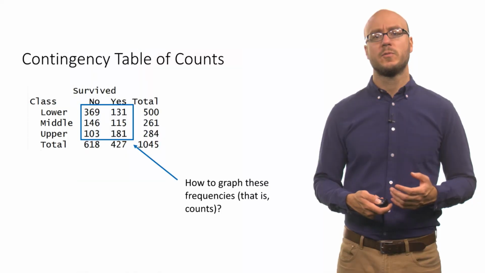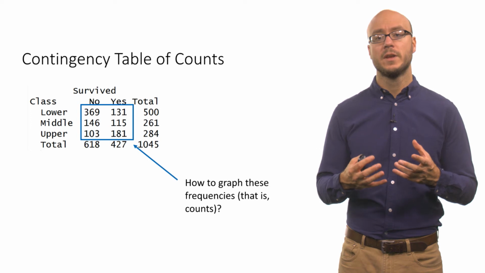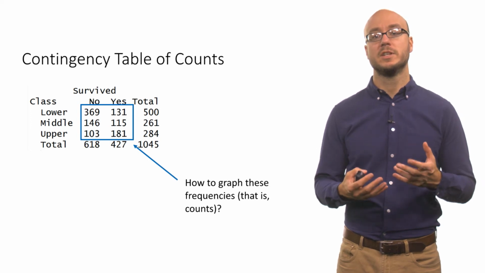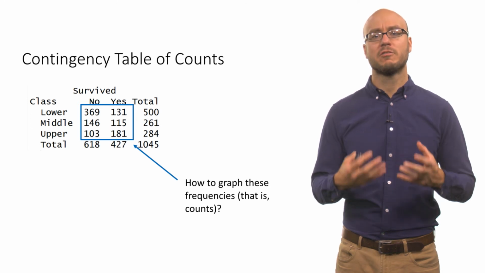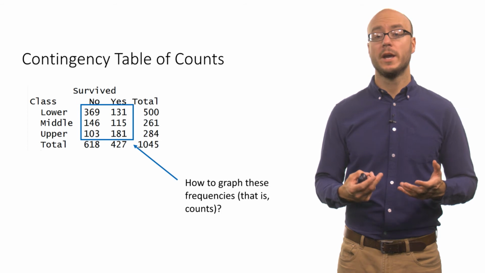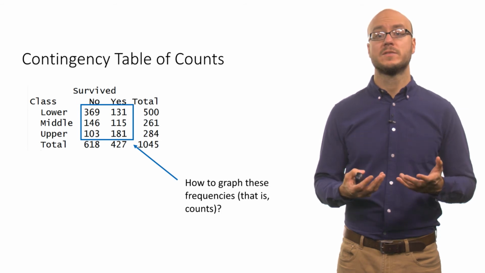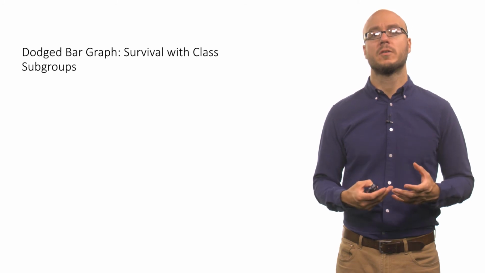But the question is, in the contingency table, we have these cells in the middle that reflect the cross-tabulation of the different values for categorical variables. How do we graph these frequencies, these counts? Well, one solution is to create bar graphs that are either dodged or stacked. So let's look at a dodged bar graph.